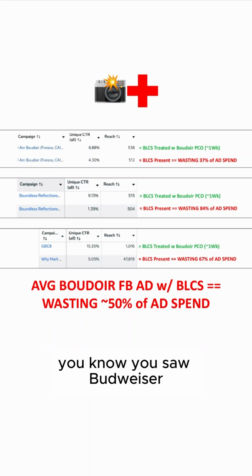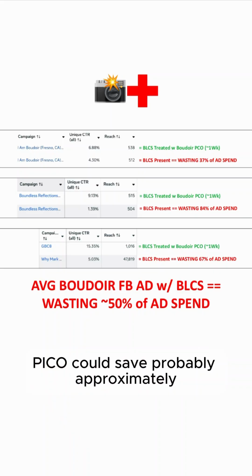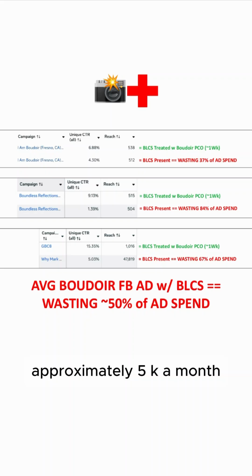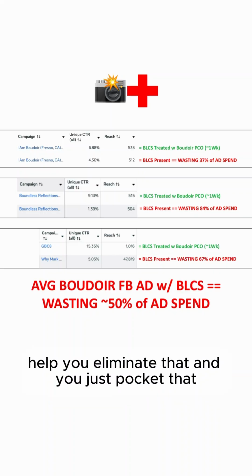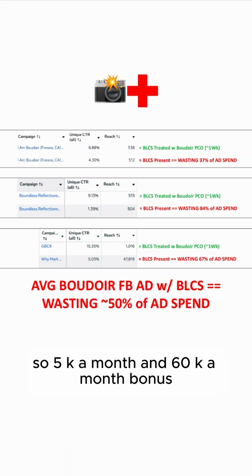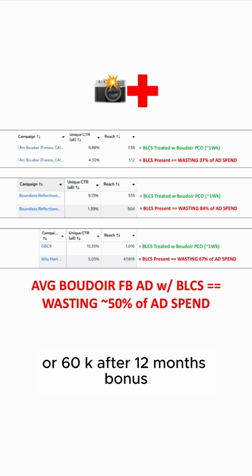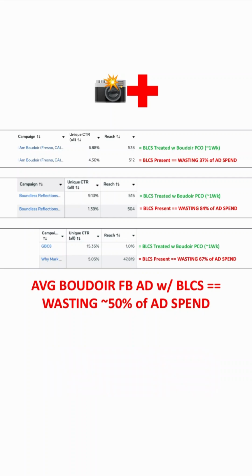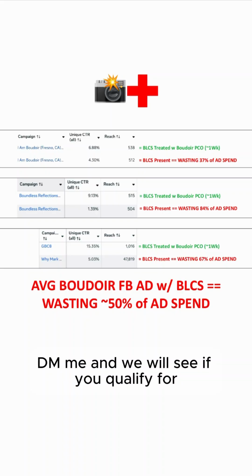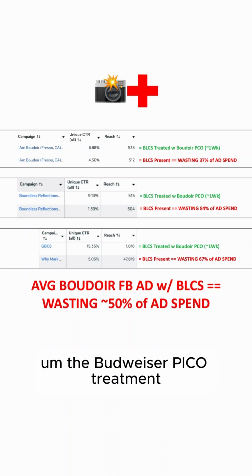If you want this outcome, you saw Boudoir Pico could save approximately 5K a month if you're spending 10K. It can basically eliminate that wasted ad spend, and you just pocket that, you don't have to spend it. So 5K a month, or a 60K bonus after 12 months. And if you want that outcome, then yeah, DM me. When I do open for new patient intake, DM me and we will see if you qualify for the Boudoir Pico treatment.